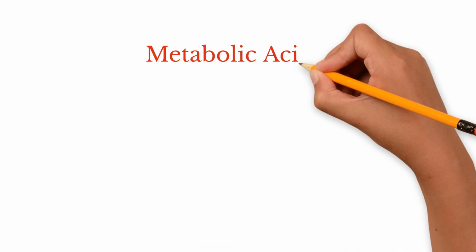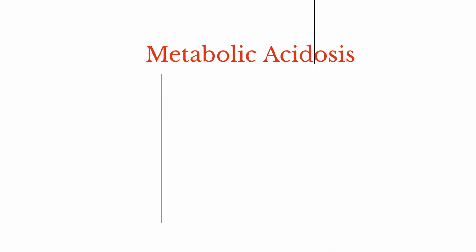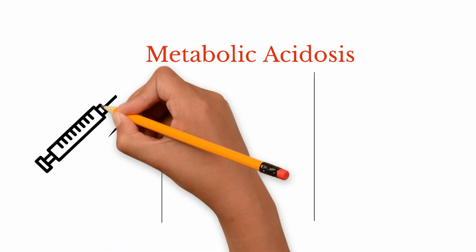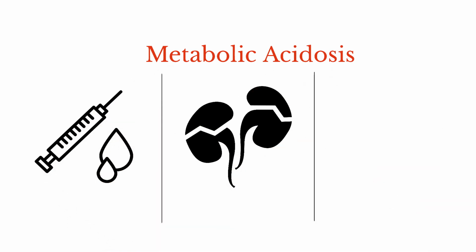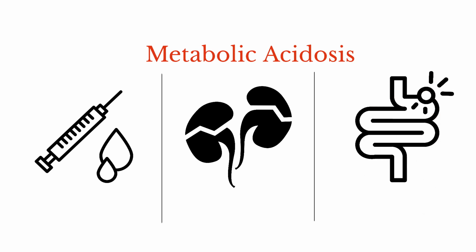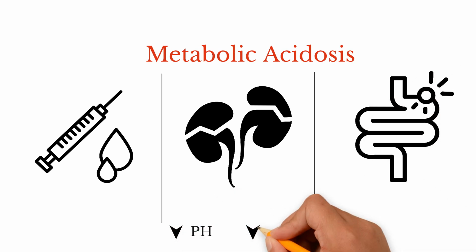Metabolic acidosis. Causes of metabolic acidosis are diabetic ketoacidosis, renal failure, diarrhea. In these cases, the pH is low. The bicarb is also low. Too much acid from diabetic ketoacidosis.